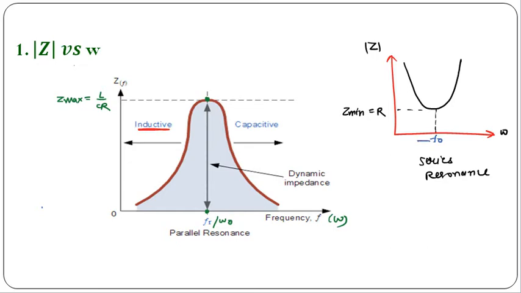Okay, so below the resonating frequency the circuit was capacitive in nature. In the series case it was capacitive, that is, it will offer a leading power factor. But above the resonating frequency the circuit will be inductive in nature. So if it is inductive in nature, that means it will offer a lagging power factor. But in parallel resonance the condition is just opposite. At the resonating frequency the impedance is maximum, and below the resonating frequency the circuit will be inductive in nature.